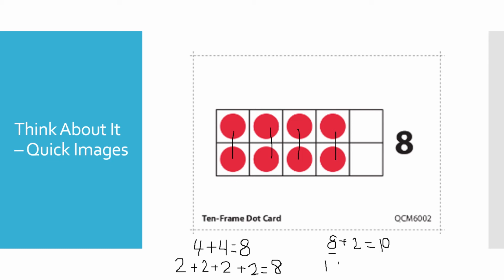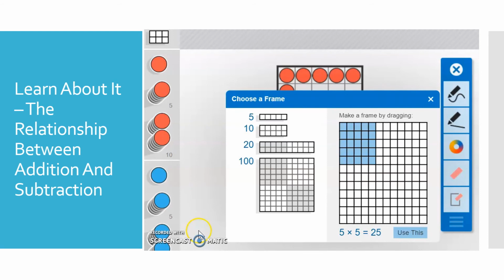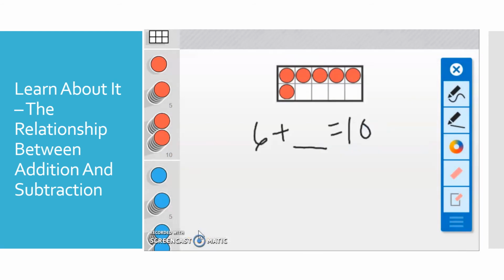Or maybe you thought about it like subtraction. 10 boxes minus 2 empty boxes would mean that 8 boxes had counters in them. We can use tens frames.